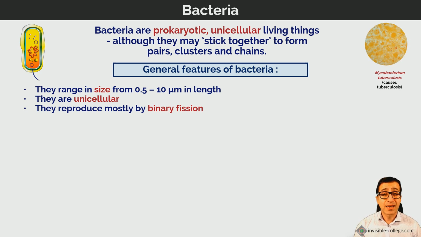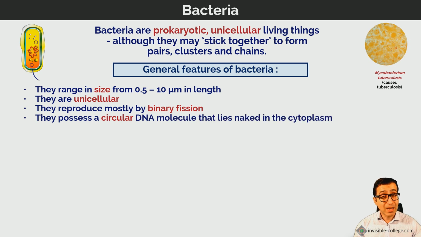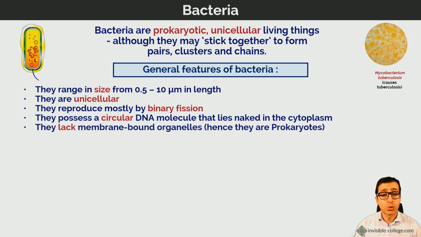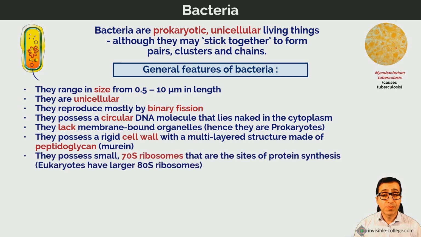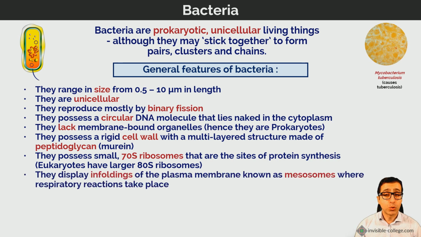They possess a circular DNA molecule that lies unprotected without a nuclear envelope in the cytoplasm. They lack membrane-bound internal organelles, and this is what defines them as being prokaryotes. They possess a rigid cell wall made of a multi-layered peptidoglycan structure, peptidoglycan in particular called murein. They possess smaller ribosomes than found in eukaryotes, and they display infoldings of the plasma membrane called mesosomes, and this is where the respiratory reactions of bacteria take place.